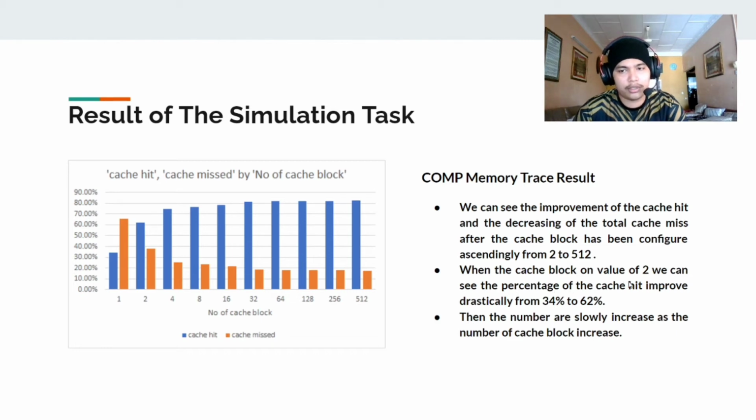When the cache block is at the value of 2, we can see the percentage of the cache hits improve drastically from 34% to 62%. Then the numbers slowly increase as the number of cache blocks increases. The number of cache hits in COMP increases depending on the increase of the number of cache blocks.